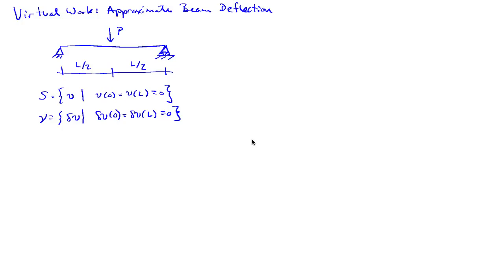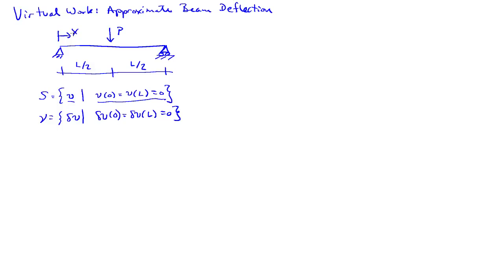In this example, I'd like to use the method of virtual work to approximately determine the deflection of a simply supported beam with a point load acting in the center of it. So the space of solutions for this problem consists of deflections v of x that take on values 0 at x equals 0 and x equals L. So we're measuring x from the left-hand side there as usual.